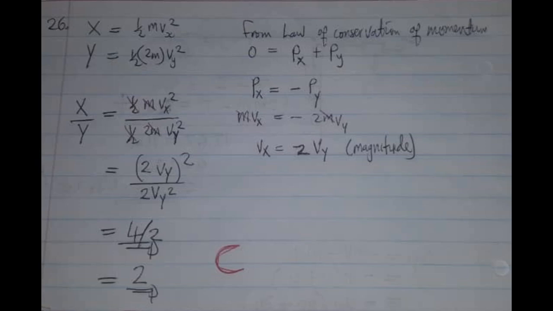And then in terms of kinetic energies, we are now saying half m vx squared divided by half 2m vy squared. Right? So the halves will cancel and then the m's will cancel. Since vx is equal to 2vy, we are now saying 2vy in brackets all squared divided by 2vy squared. That should give you 4 over 2, which is 2. The answer there is C.